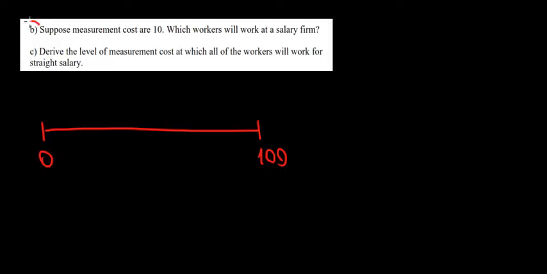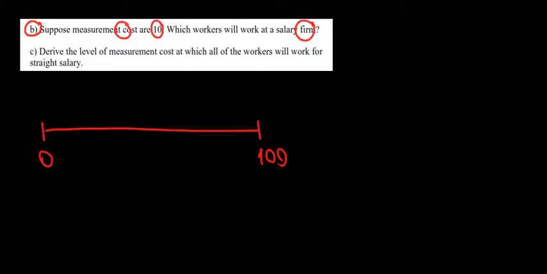Let's solve part B now. So suppose that the measurement cost is 10 euros, which workers will work at the salary firm? Well, let's see. First of all, to see which workers work for the salary, we must know what productivity is going to make the worker indifferent between a piece rate and a straight salary.